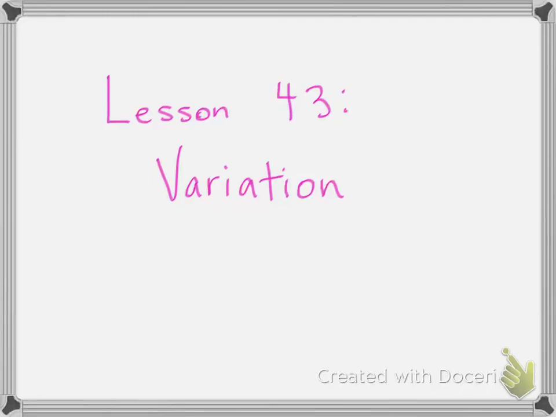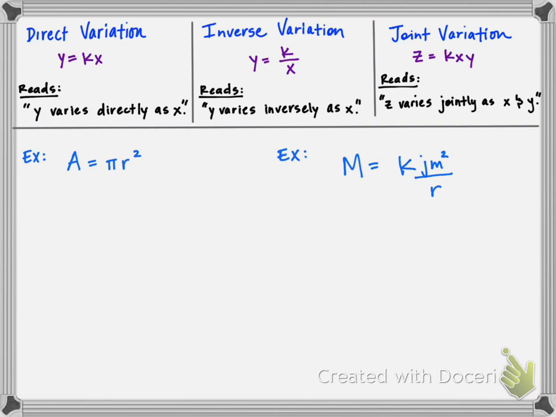Mini lesson 43, variation. Okay, so in math we have 3 different ways to describe variation. You can have direct variation, inverse variation, and joint variation.